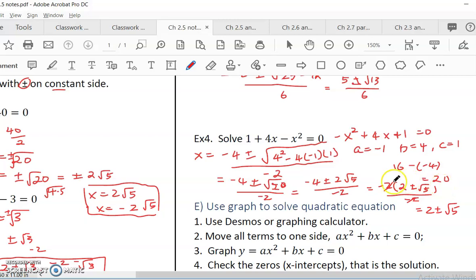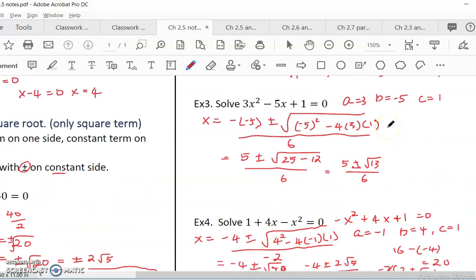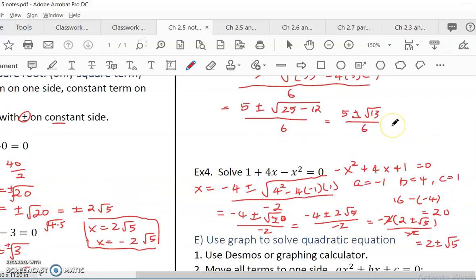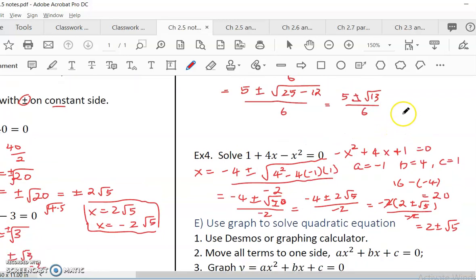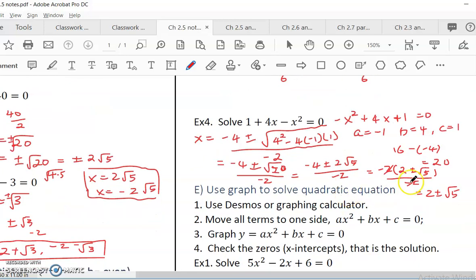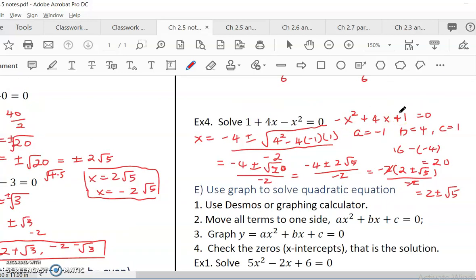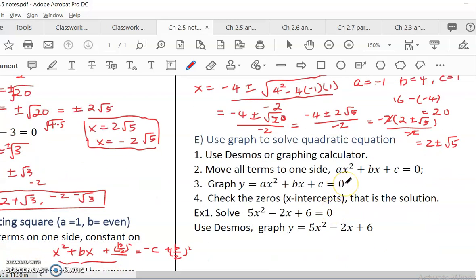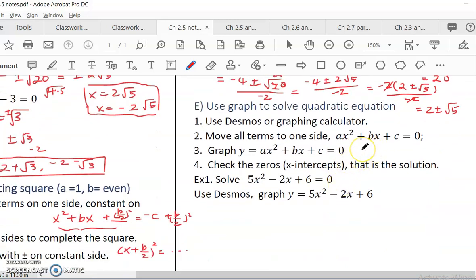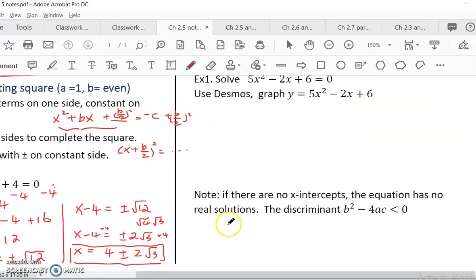Now, all of the questions that I have here do not involve i. Some of the questions in your worksheet have i. So if you have a negative square root, you would simplify it using i. Okay, so that's solving by the quadratic formula, and I'll do a next video on how to solve by using the graph method and looking at something called a discriminant.